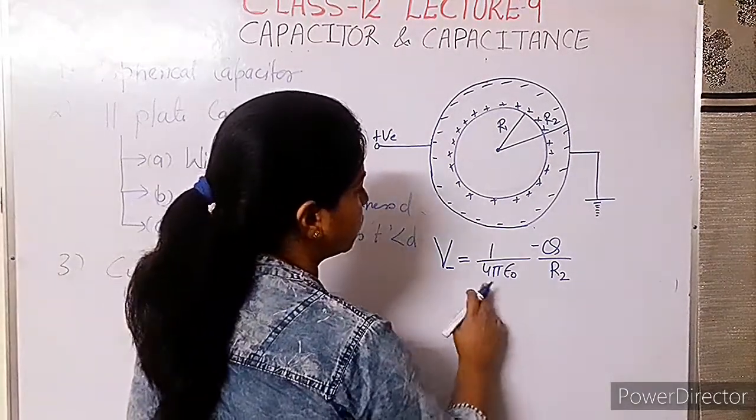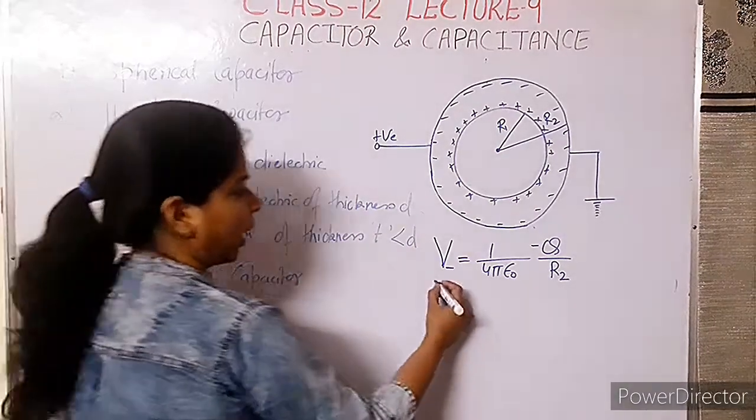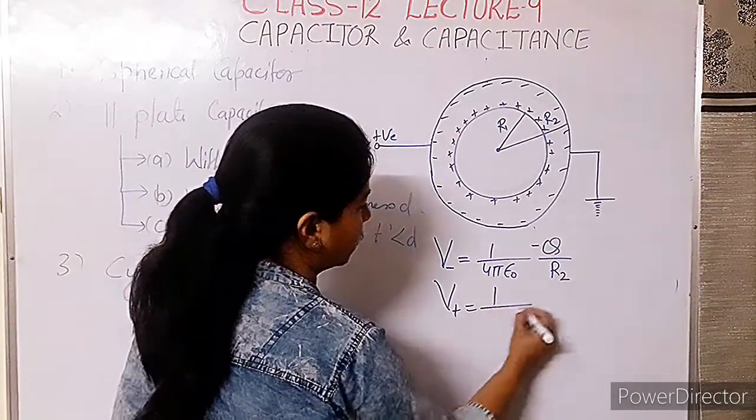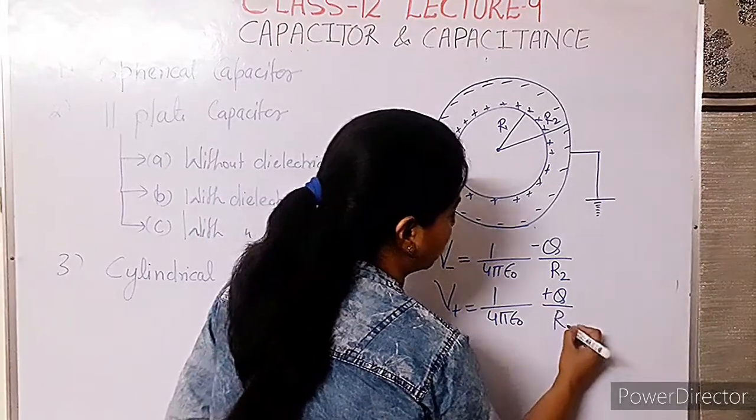V minus is equal to 1 over 4 pi epsilon naught times minus Q over R2, and V plus should be 1 over 4 pi epsilon naught times plus Q over R2.